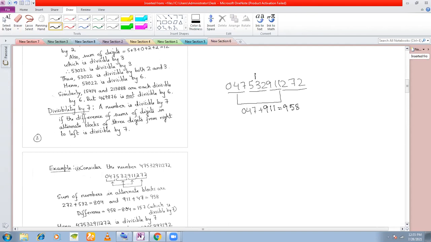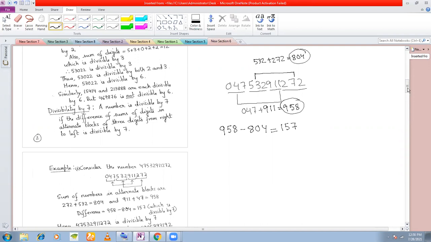Now the other two. I take the sum of these two: 532 plus 272. I get 804. So in alternate blocks, one block's sum is 958 and the other block's sum is 804. Now I take the difference of these two: 958 minus 804. How much are we getting? 154. Now, is it divisible by 7?